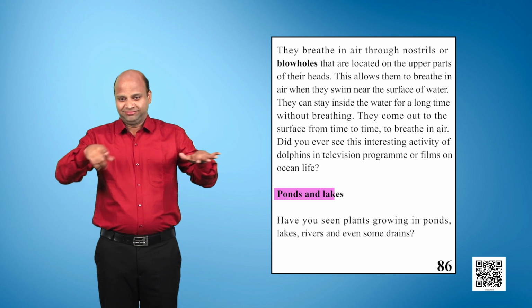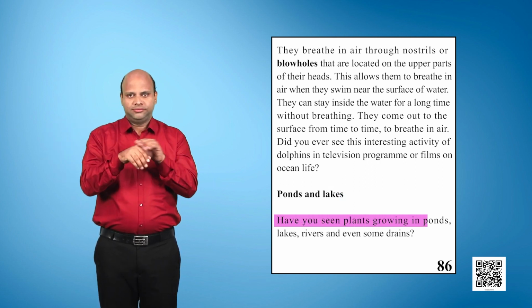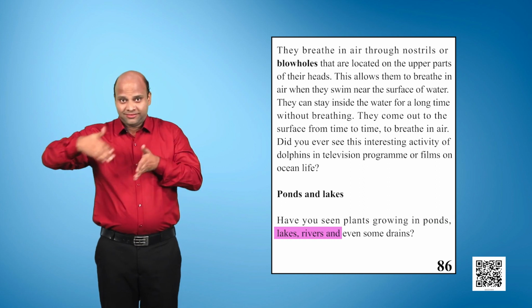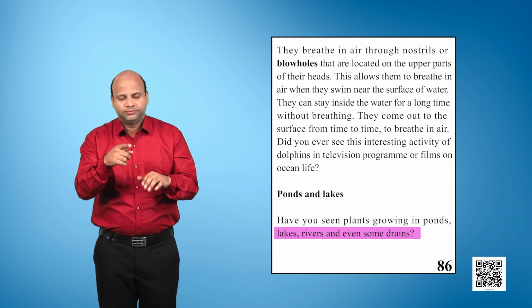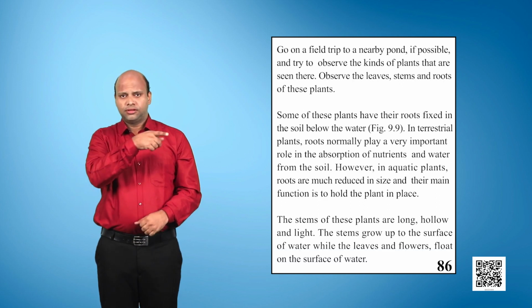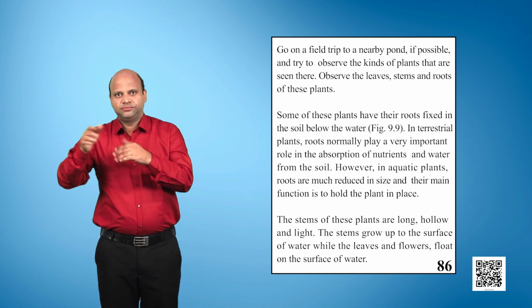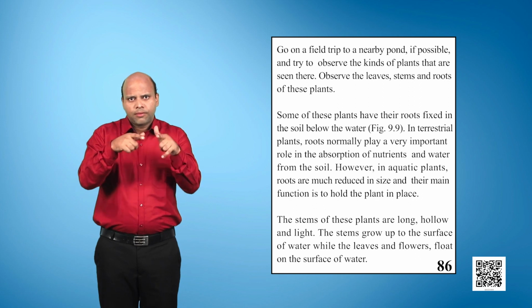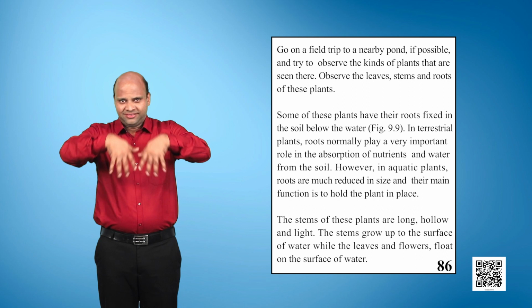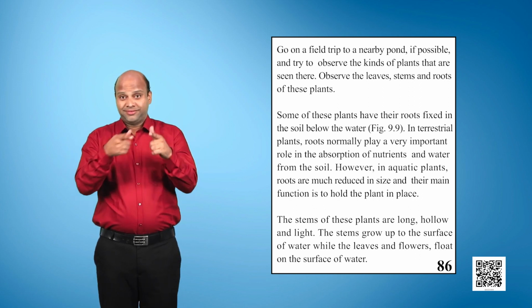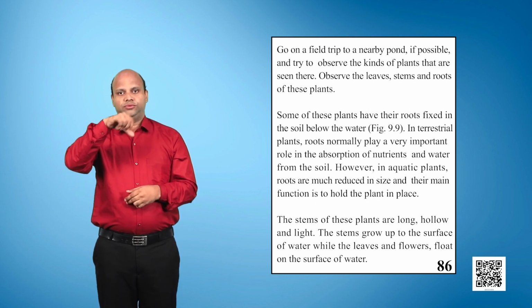Ponds and lakes. Have you seen plants growing in ponds, lakes, rivers, and even some drains? Go on a field trip to a nearby pond, if possible, and try to observe the kinds of plants that are seen there. Observe the leaves, stems, and roots of these plants. Some of these plants have their roots fixed in the soil below the water. Figure 9.9.